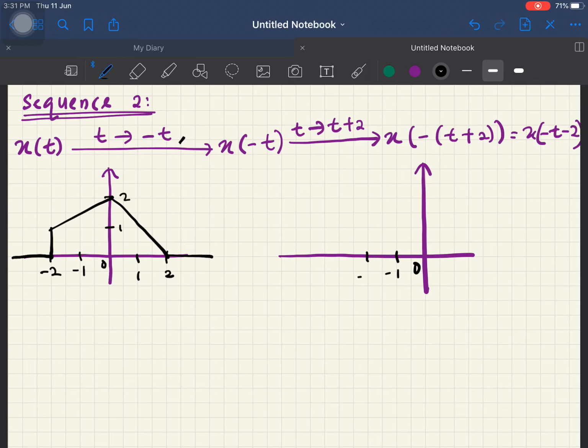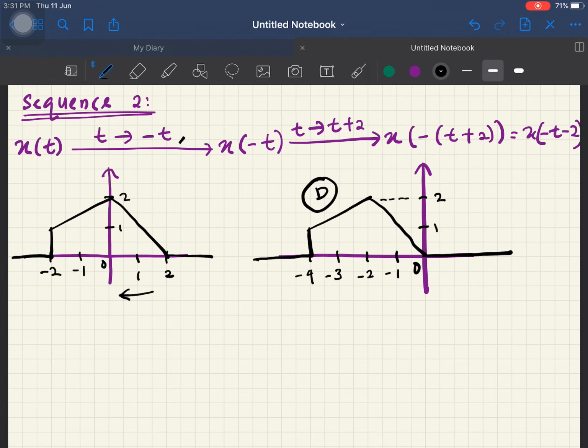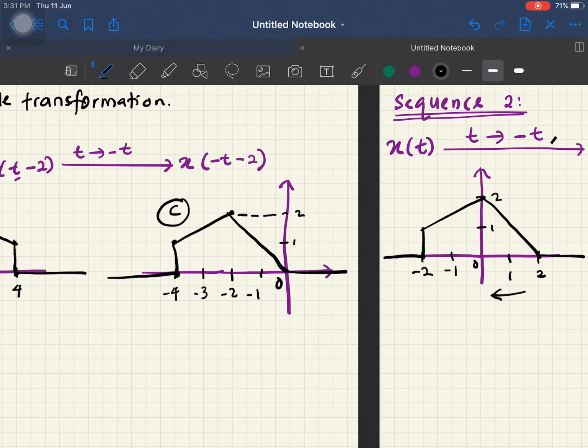So you have 0, minus 1, minus 2, minus 3, minus 4, 1, 2. Everything shifted to the left by 2 seconds. So you start at 4, and then go up to 1. And the peak of 2 will happen at minus 2 seconds, and then we'll go down here and end. Let's call this signal D.